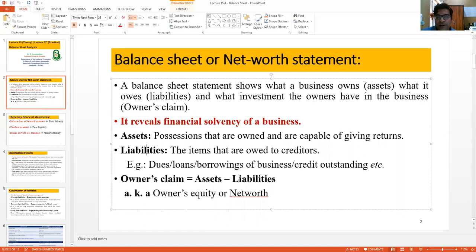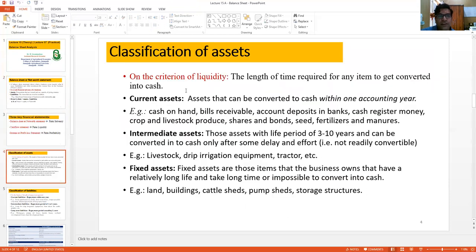And what is asset? What is liability? Assets are those items which are owned and are capable of giving economic returns, right? Liabilities are which are owed to others, right? Then what is owner's claim or owner's equity? Nothing but assets minus liabilities. Then how we can classify assets? Current assets, intermediate and long-term assets. What is the basis of it? Liquidity. What is liquidity? Liquidity is the capacity or ability of any asset to get converted into cash.